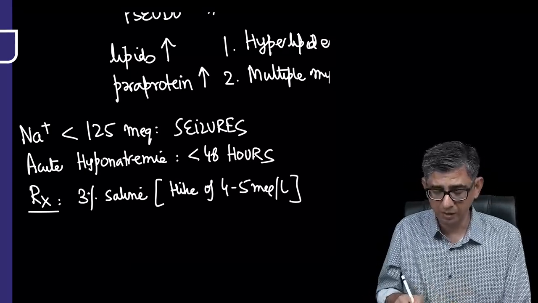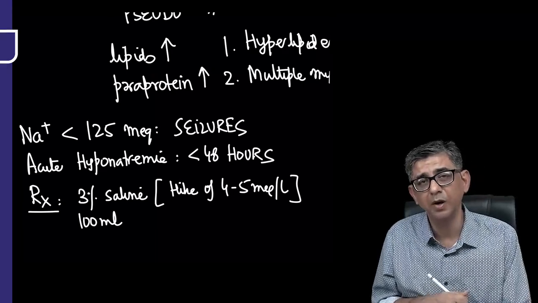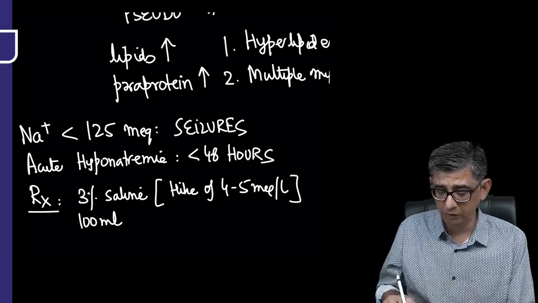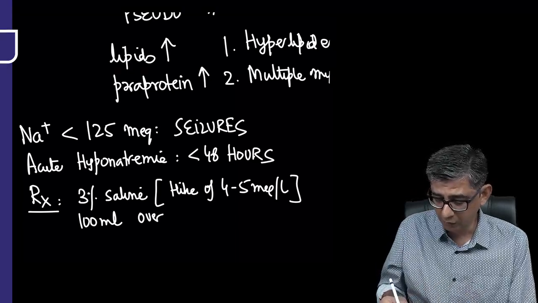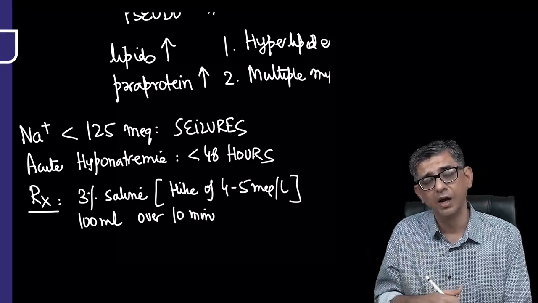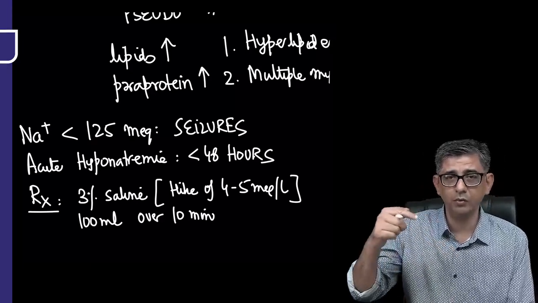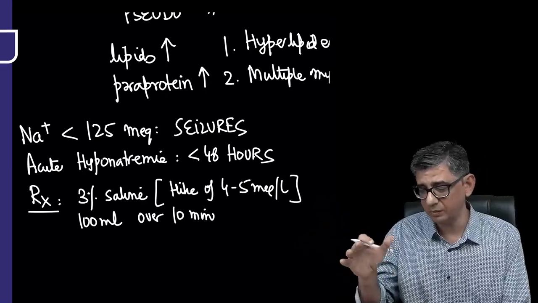They'll not ask you the dose, etc. I'm just trying to tell you that 100 ml of 3% saline would be given to the person over a span of 10 to 15 minutes. And then we will recheck the sodium values again. And most of the time, what's going to happen is that the sodium values will rise from 120 to 122, 125, 126 or something like that.